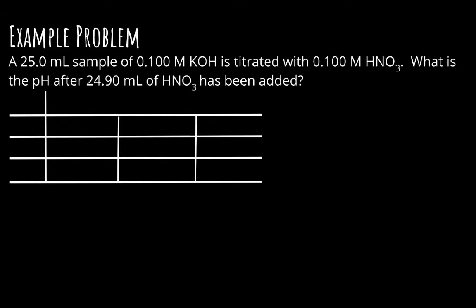So this one says I have 25 milliliters of 0.1 molar KOH and it's titrated with 0.1 molar HNO3. What is the pH after 24.90 milliliters of nitric acid has been added? When I look at this, I would first identify what kind of titration it is. KOH is a strong base, HNO3 is a strong acid.